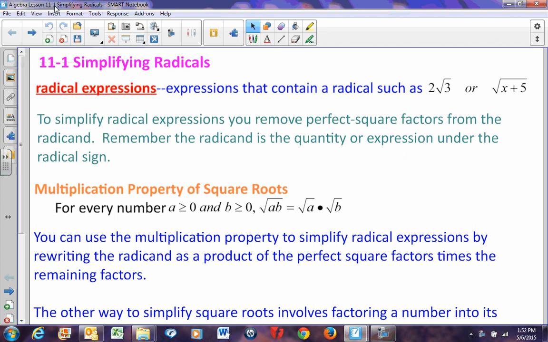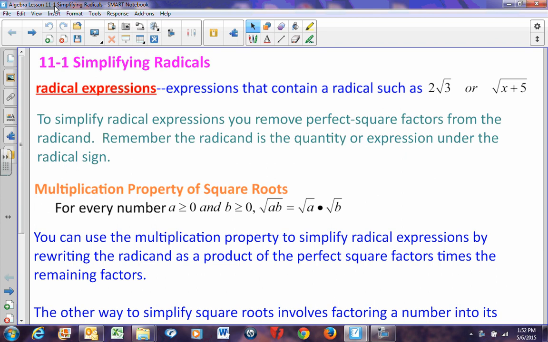This is Algebra Lesson 11-1, Part 1, Simplifying Radicals. A radical expression is an expression that contains a radical, such as 2 square roots of 3 or the square root of x plus 5. To simplify radical expressions, you remove perfect square factors from the radicand.